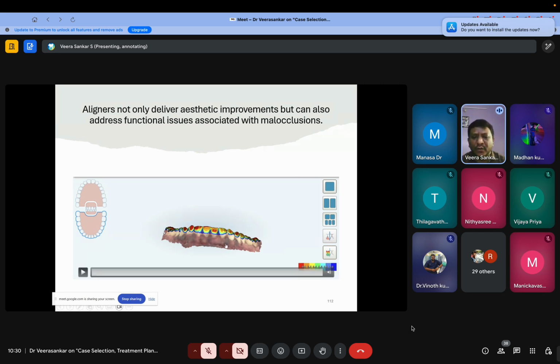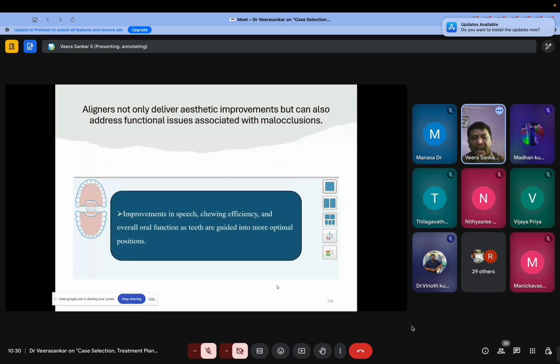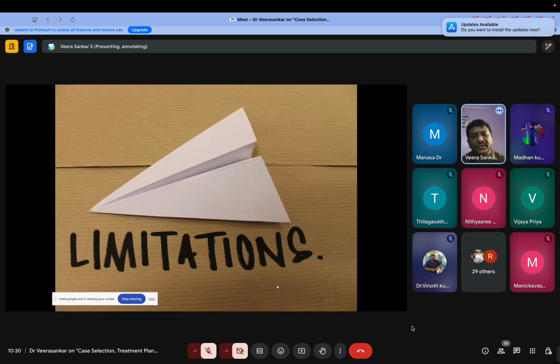This interference can also be shown in a color-coded method with the help of scanned images. After this correction, improvements in efficiency and overall oral function are seen as the teeth are guided into more optimal positions.